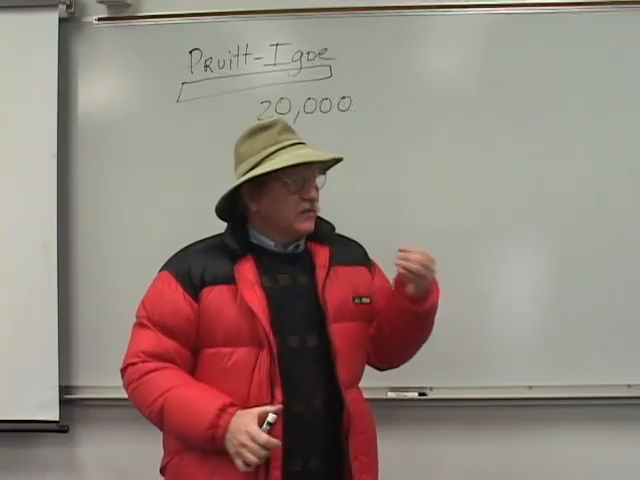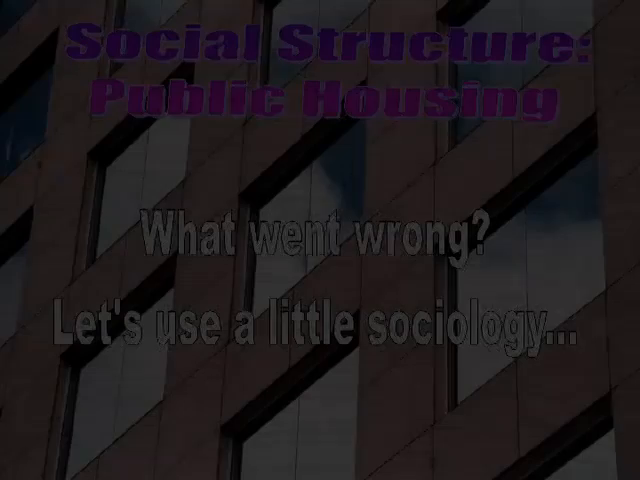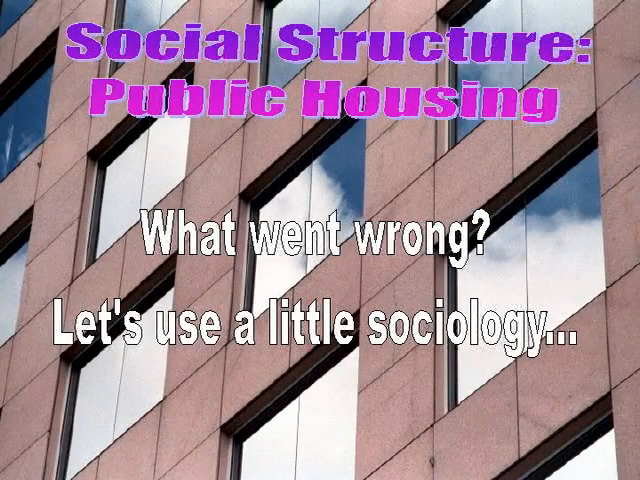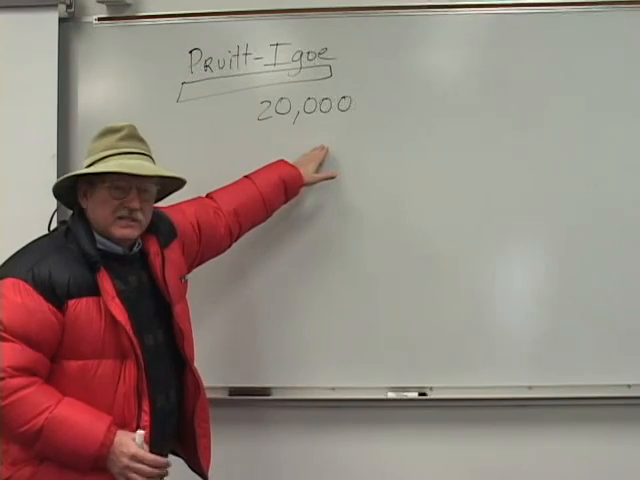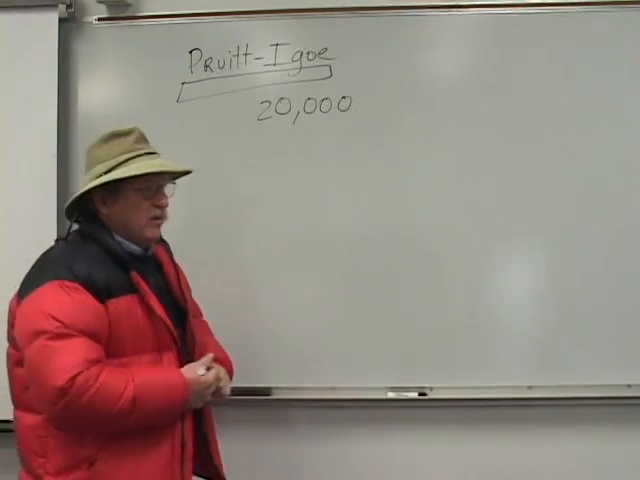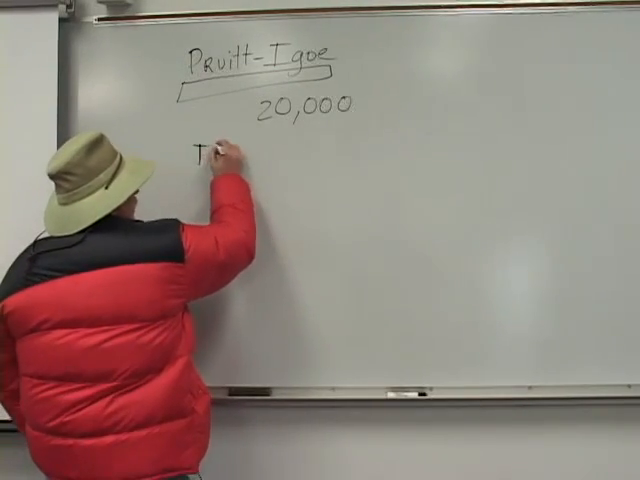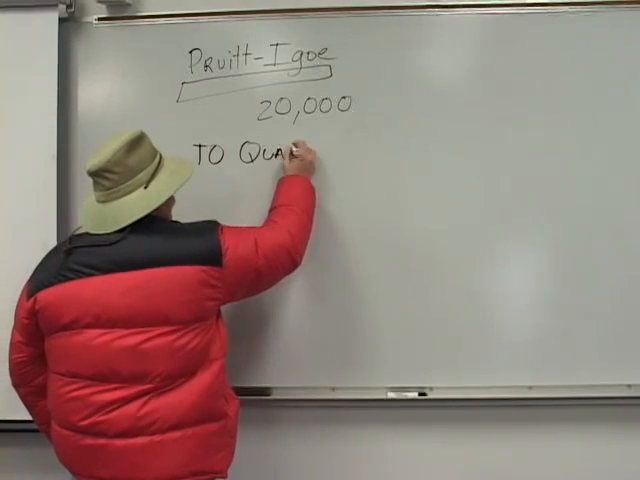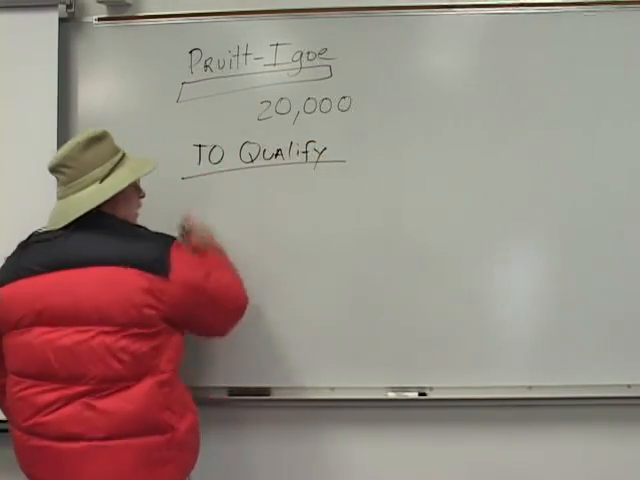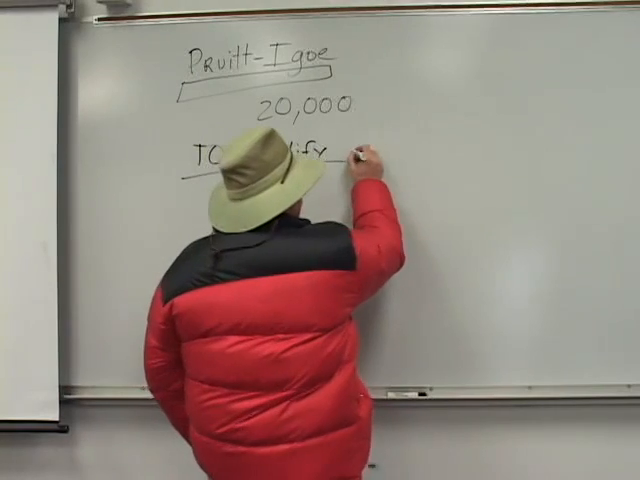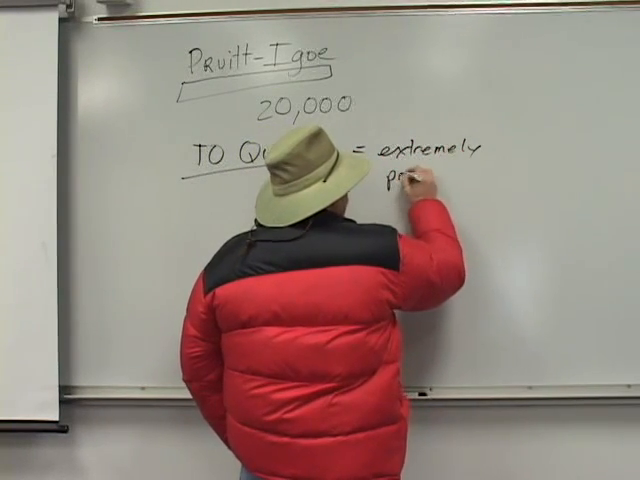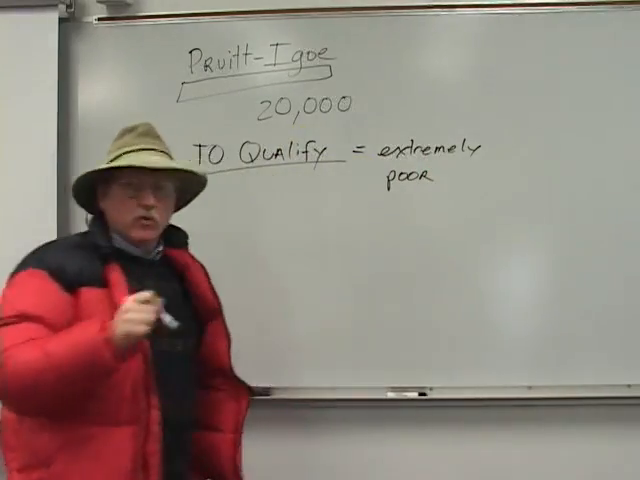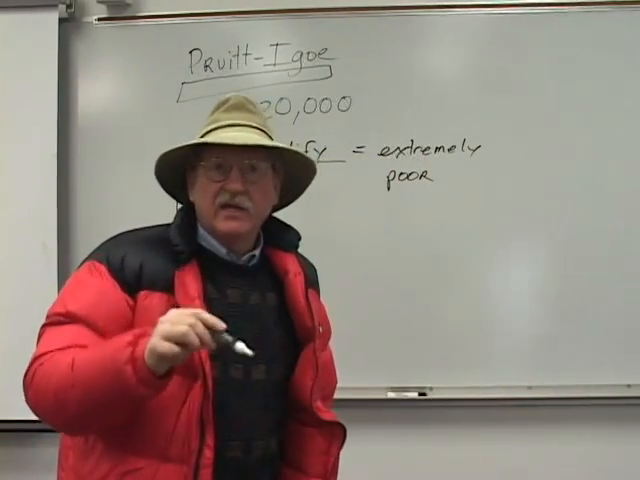Now there are several things that went wrong with this particular project. Number one, putting 20,000 extremely poor people all in just a few block area, you're going to have problems. I mean, here are people looking for a basic way of making a living and so forth. But one of the things that happened was a problem with how they qualified people to get in. To qualify, you had to be extremely poor. So what did that do? That meant you put only extremely poor people in a neighborhood that had a variety of people in it.